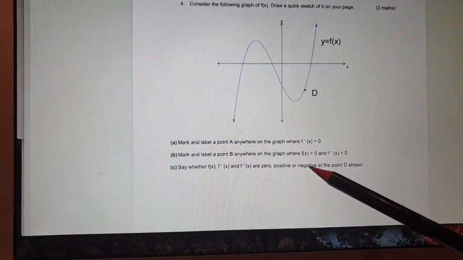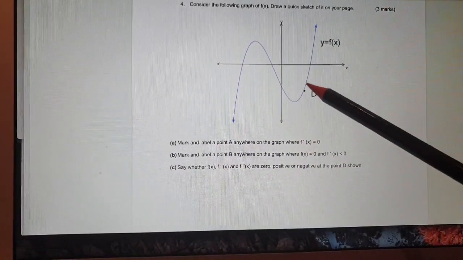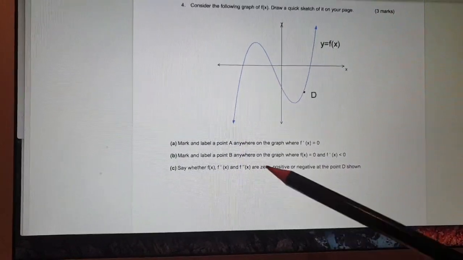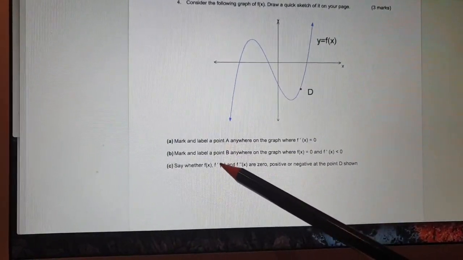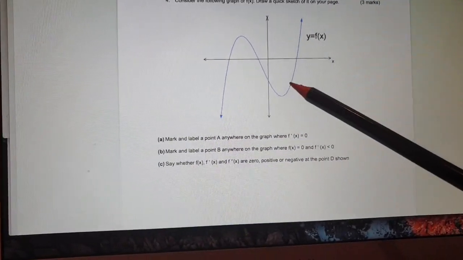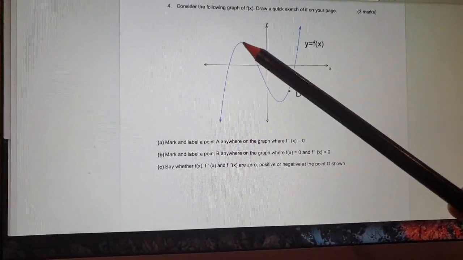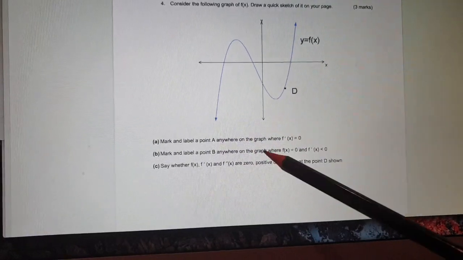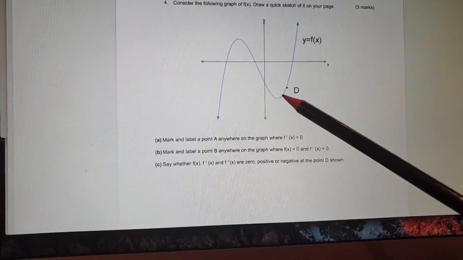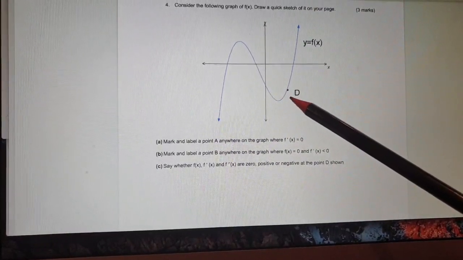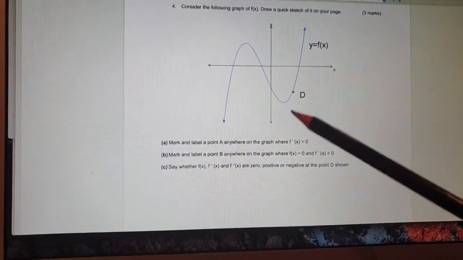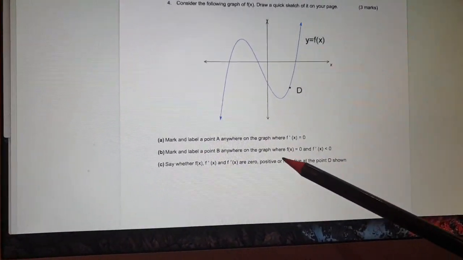Is it positive or negative? Okay, it's below the x-axis, so it's going to be negative. Okay, so f of x, negative. Second one, derivative. Is it 0, positive, or negative? Okay, so in this case, it's not at one of the 0 points for my derivative, so it's not 0. Is it positive or negative? Well, it's increasing, isn't it? From here, if I go to the right with my x positions, my y increases. So it's an increasing function here, so my derivative will be positive.